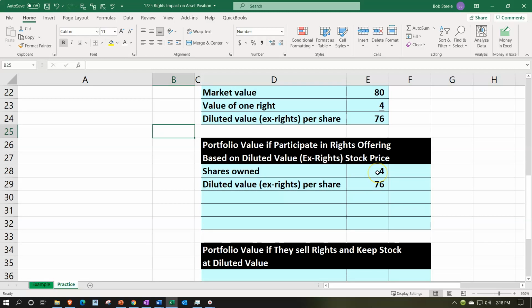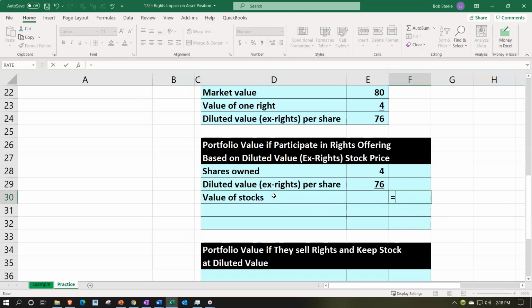So we have the shares owned and the diluted value, ex-rights, per share. That will give us the value of the stock at this point. So the value of the stock that we have will be the 4 shares now that we have, but they're only worth the $76. That gives us about the 304.